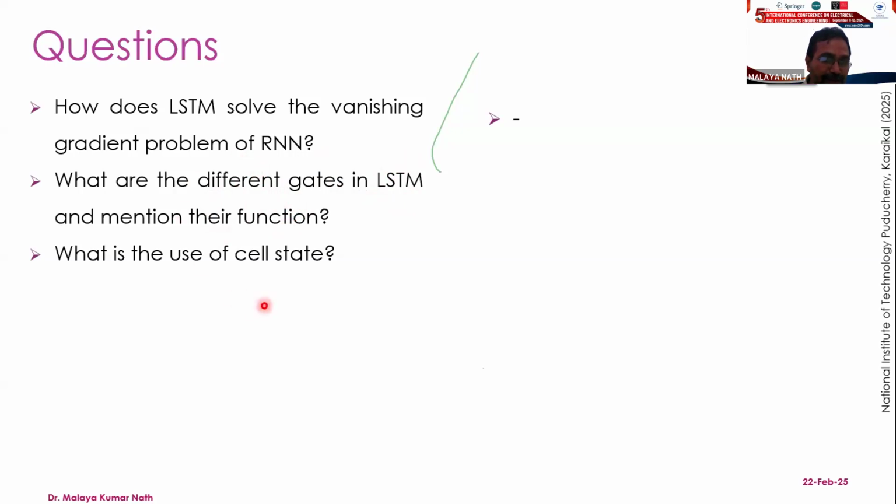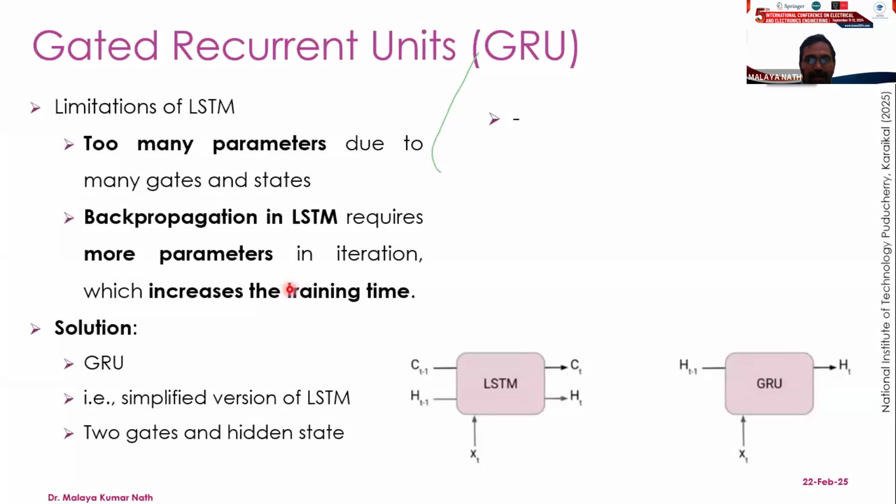Basically, the cell state is used to decide what information has to be kept and what information has to be forgotten, and this cell state information is also used to predict the output, which we have already discussed. So here we'll talk about the gated recurrent unit. Basically, what are the limitations of the LSTM network? Then we can think of this gated recurrent unit.